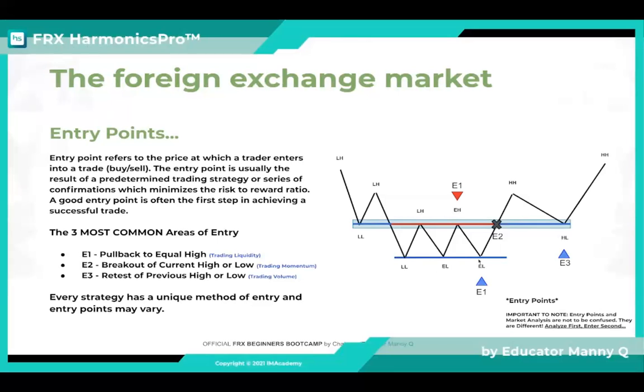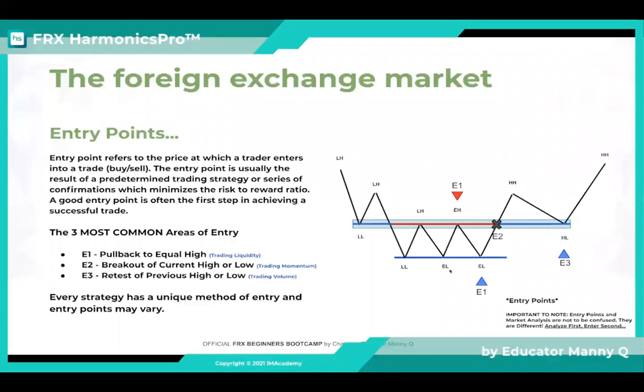Remember, E1 entry points are determined by equal highs in the market. An equal high is a pullback to a previous high or low in a zone. So if we take a look, we see that the market has a lower high, lower low, lower high, lower low, coming in a downtrend. From here, the market pulls back one more time to a lower high. And now the market pulls back and it stops.